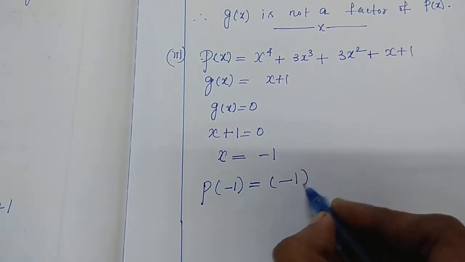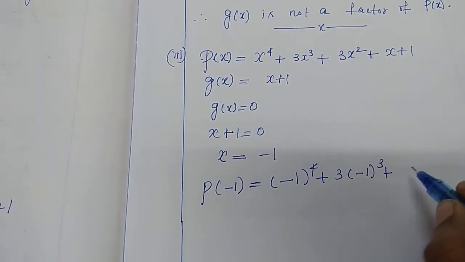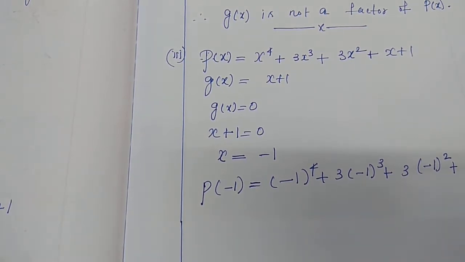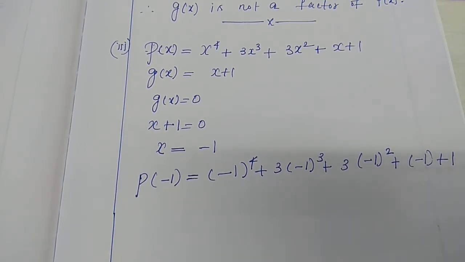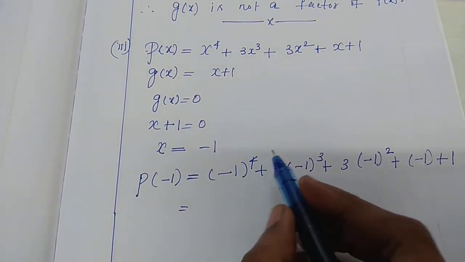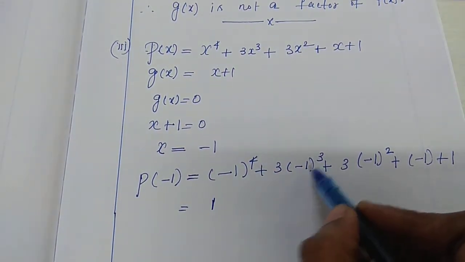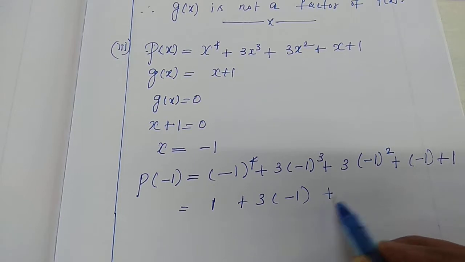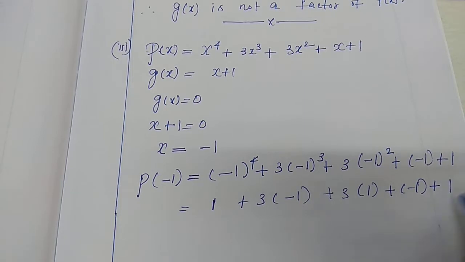So, minus 1 the whole power 4 plus 3 into minus 1 the whole cube plus 3 into minus 1 the whole square plus minus 1 plus 1. Minus 1 power 4, 4 is even number, so we get plus 1. Minus 1 the whole cube is an odd power, therefore 3 into minus 1, plus 3 into, this is a plus 1, and plus minus 1 plus 1.